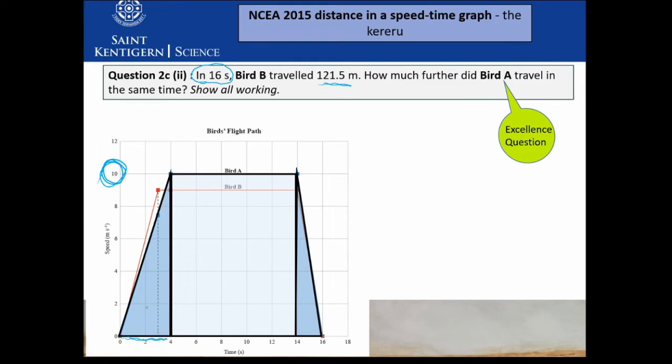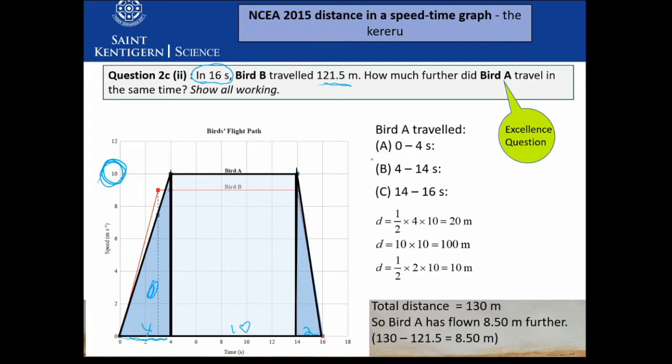So for this section here, it's going to be 4. But for this rectangle here, you can have 14 minus 4, which is going to be 10. And then this one is 16 minus 14, which gives us 2. And now that we have those numbers, we can calculate everything. Okay, so very easy. We are now calculating the distance and adding it together.